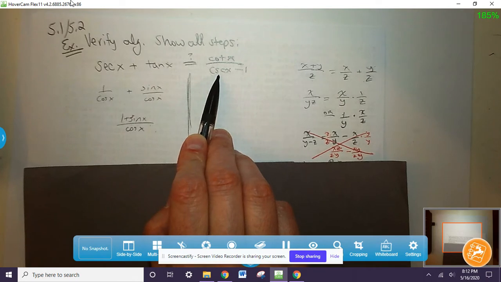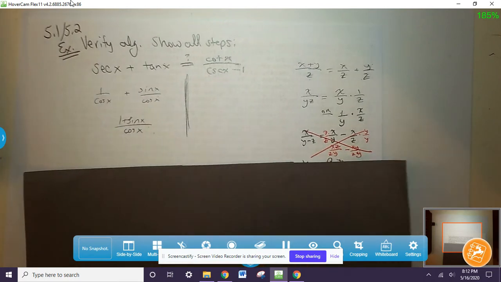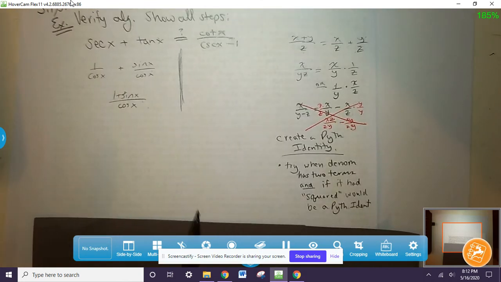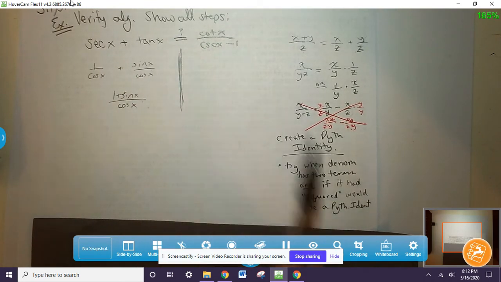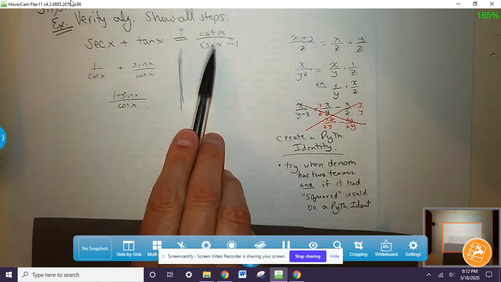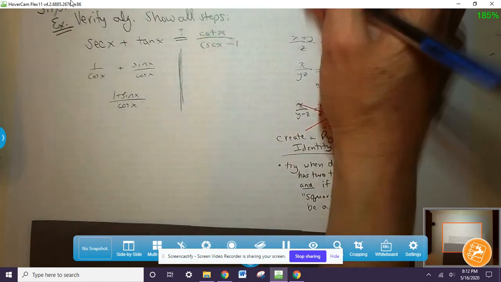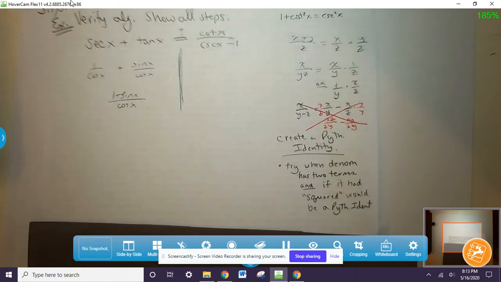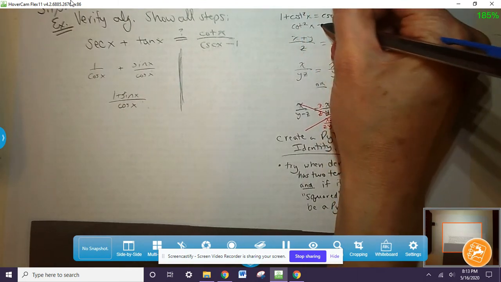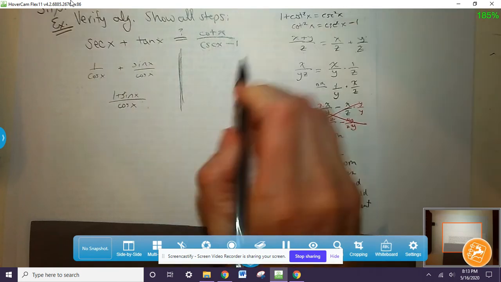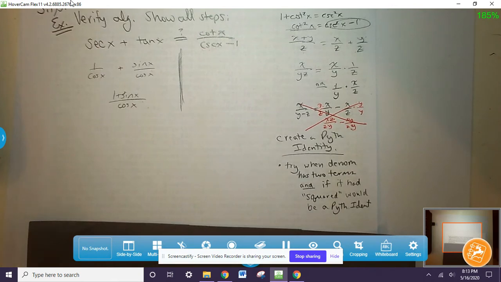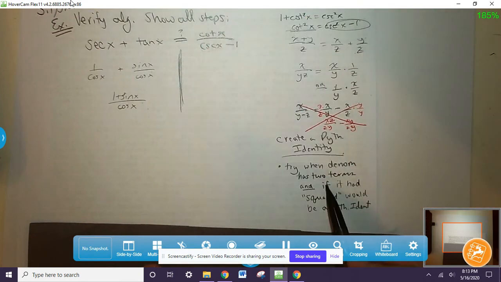We could change everybody's sines and cosines, which actually would work, but I'm not going to go that route because I want to show you this new method. So the new method is to create a Pythagorean identity. Here's when you try this. Do you see in the bottom that it has 2 terms? And if this one were squared, it would be a Pythagorean identity, because 1 plus cotangent squared equals cosecant squared. So if this cosecant were squared I would have a Pythagorean identity and be able to replace that with cotangent squared. So that is the situation we have here.